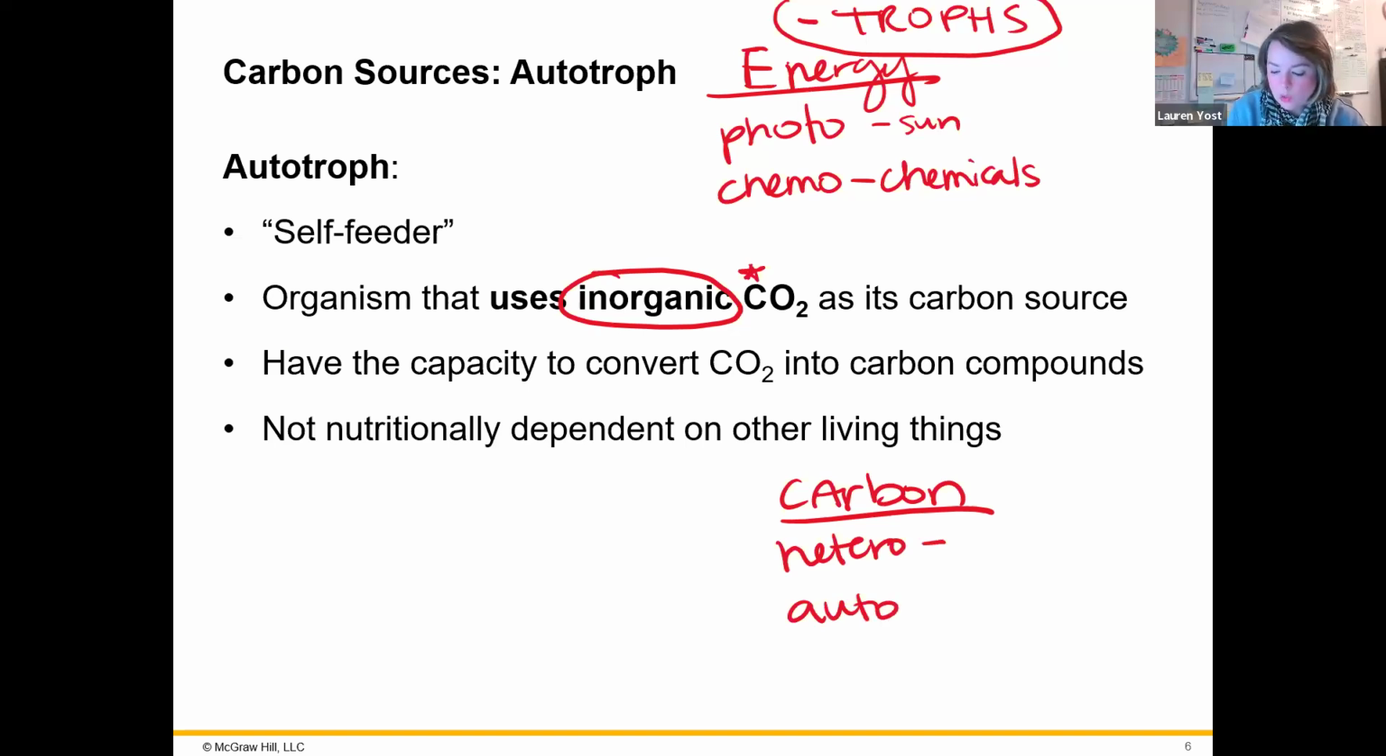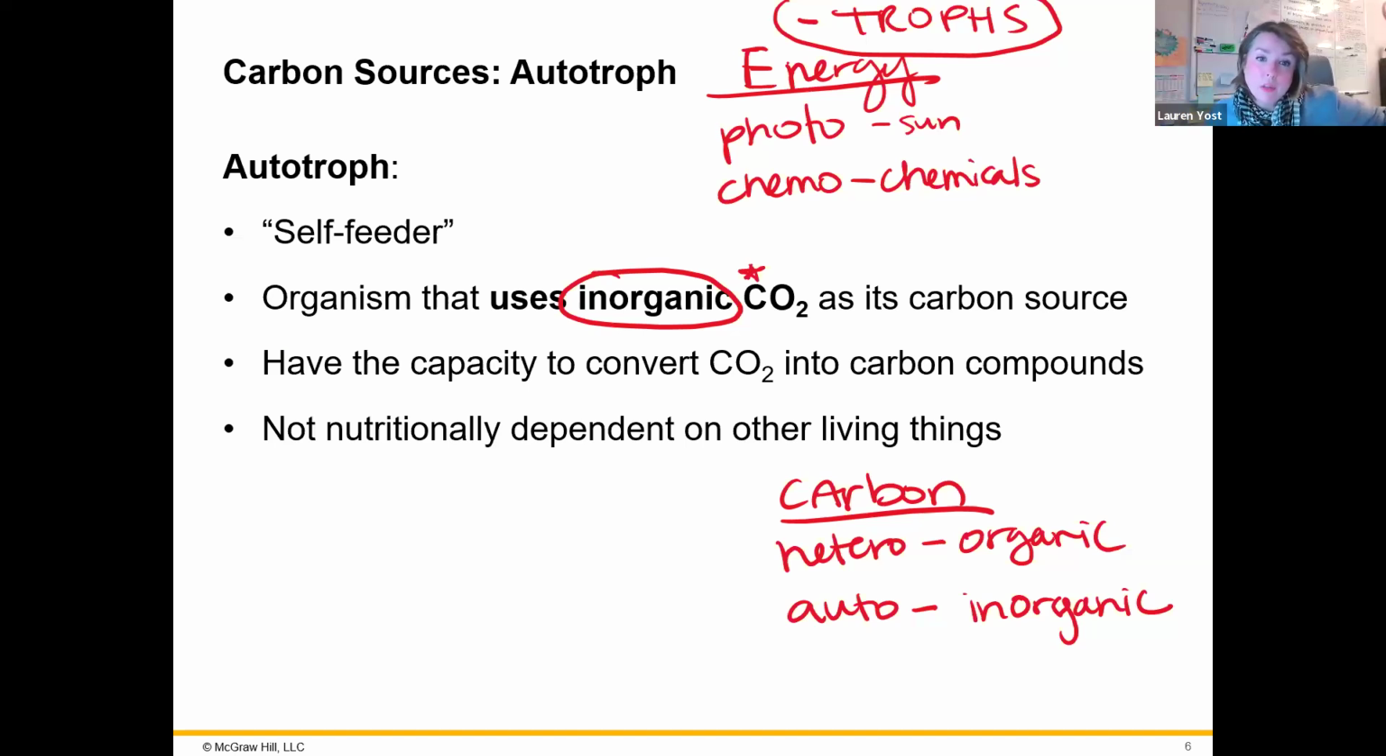Hetero, we're using existing organic molecules. Autotrophs are using inorganic carbon to make their organic molecules. So those are our breakdowns, and we could combine these words. We have a chemoheterotroph. That's us. Energy from chemo, chemicals, carbon from hetero, existing organic molecules. So that's us. We are chemoheterotrophs.